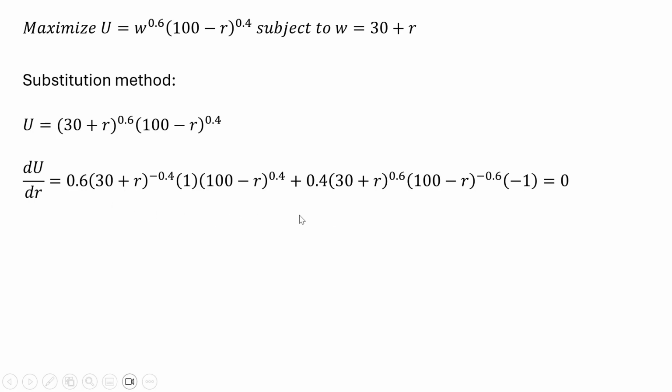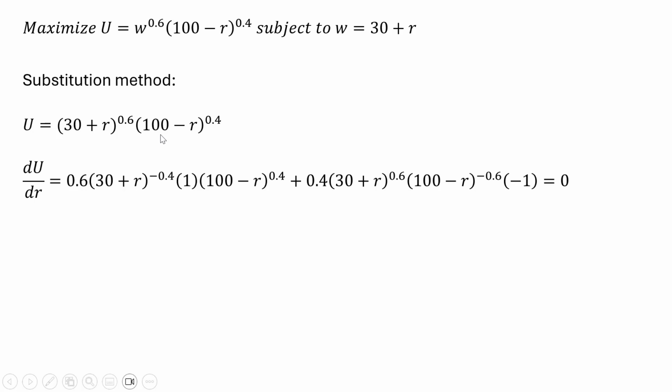And we get this mess right here. So what did I do? I start with this exponent over here, this 0.6, and that comes down in front. Then I subtract 1 from that exponent to leave us with minus 0.4. Then I look in parentheses here and I take the derivative of 30 plus R with respect to R, and that's just 1, which I'm showing in parentheses down here.